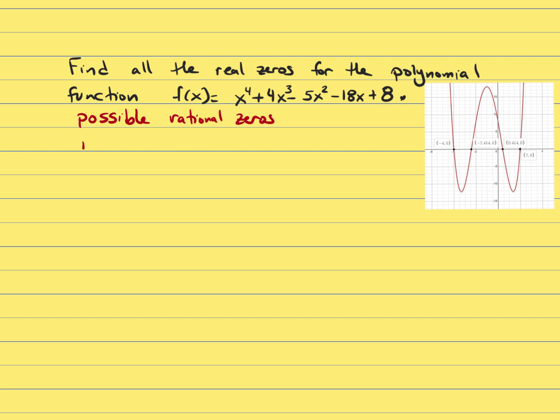And possible rational zeros are the p over q, where p are the factors of 8 and q are the factors of the leading coefficient, which is 1. So this is a pretty easy one. Anytime q is 1, it's pretty easy. So the factors of 8 are 1 and 8, 2 and 4. And the factors of q, which is 1, is just 1. So the only possible rational zeros, the only nice ones, are 1, 8, 2, and 4.